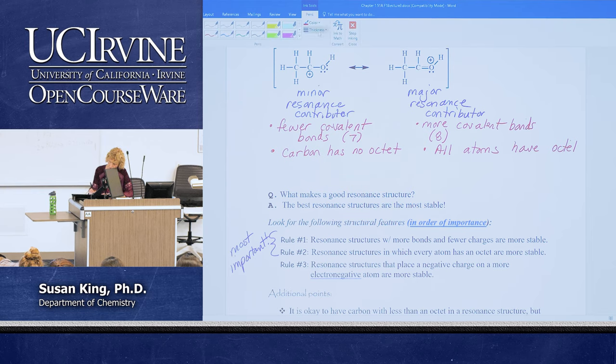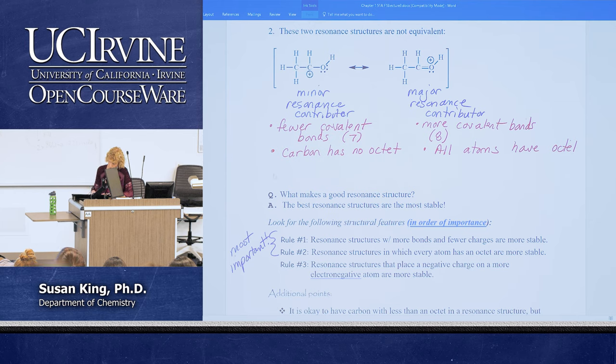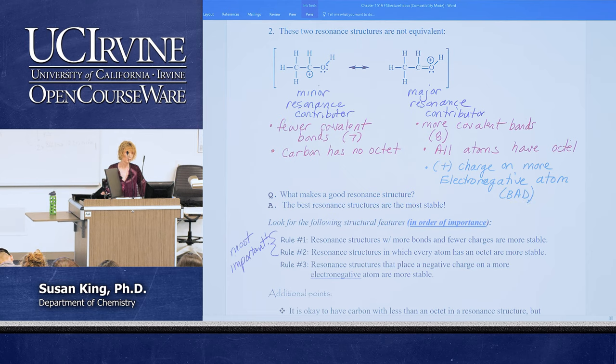And this second resonance structure does have, in all honesty, one knock against it. So here, positive charge on a more electronegative atom. So that's bad, but it's not bad enough to make this one the worst resonance structure. The one with the carbocation is the worst resonance structure. All right, so we want to look for these following features in order of importance.